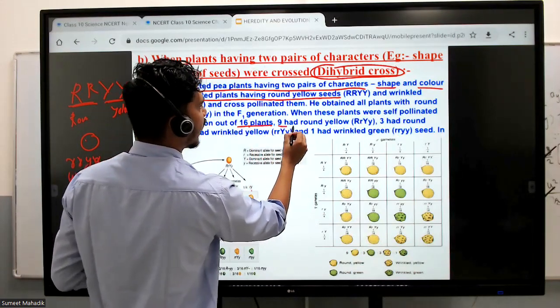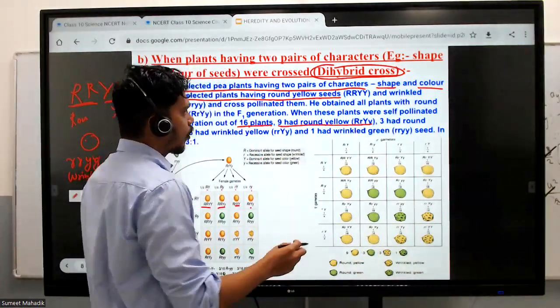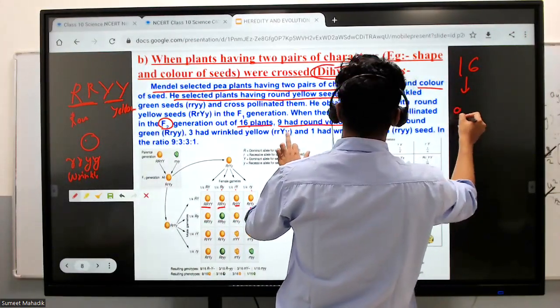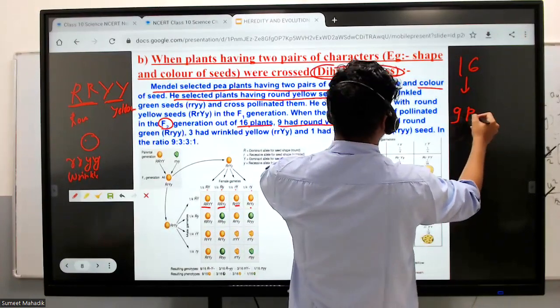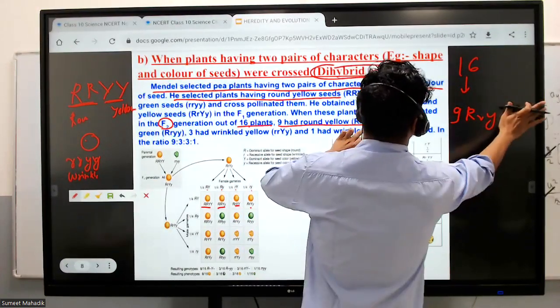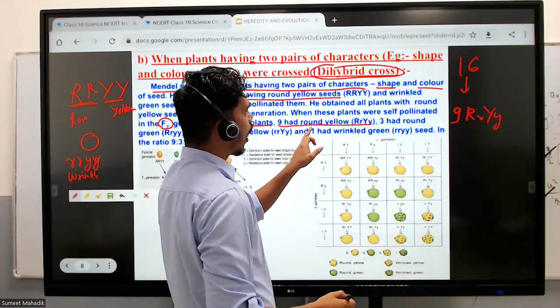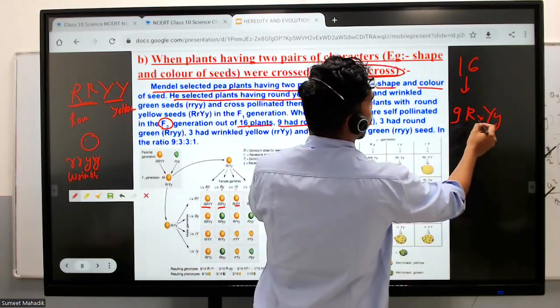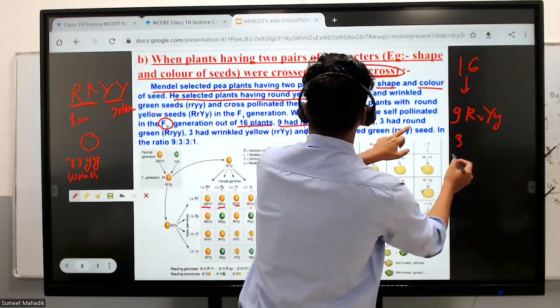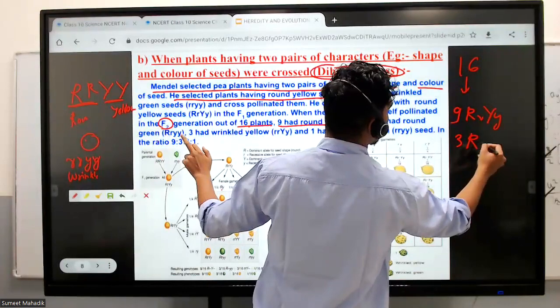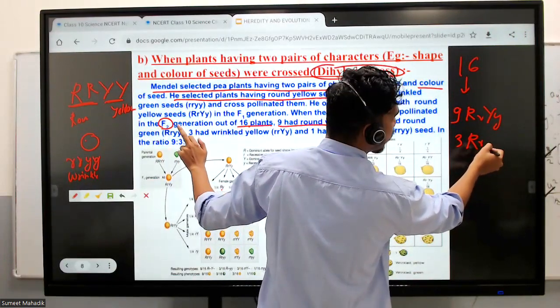So out of that, 9 round are RRY. Out of 16, how many are there? 9 are R capital Y. This will be capital Y and small. They get a round yellow. They get what? Round yellow. 3 had round green. They also got round green. That is what? The round is the dominant one. R is dominant. Even if they have a recessive trait.